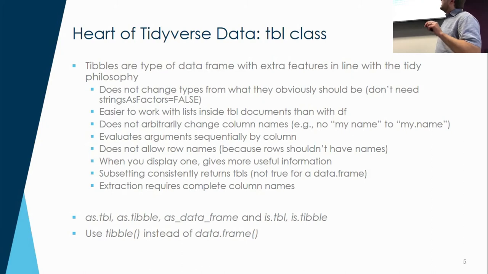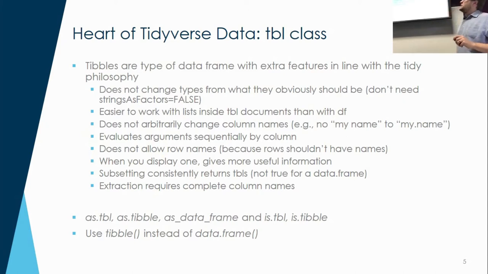So when we did imports into data frames before, we would usually need to put strings as factors at the end in order to make sure that it came back as a character vector. And for example, when we did dates, it came back as like a 200 level variable with every date being its own level. So we use strings as factors to avoid that. Well, you always need to use strings as factors equals false to avoid that.